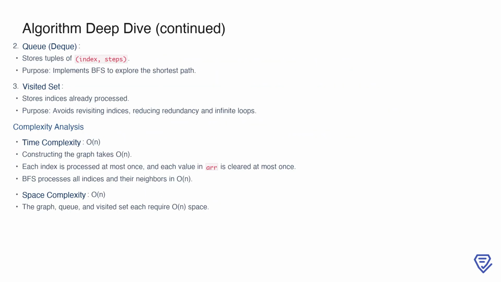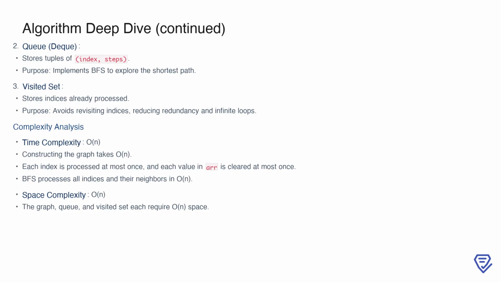The algorithm makes use of three primary data structures. The first is the graph, which is implemented as a dictionary. Each key corresponds to a value in the array, and its associated value is a list of all indices where that value appears. This facilitates direct jumps between indices with the same value.